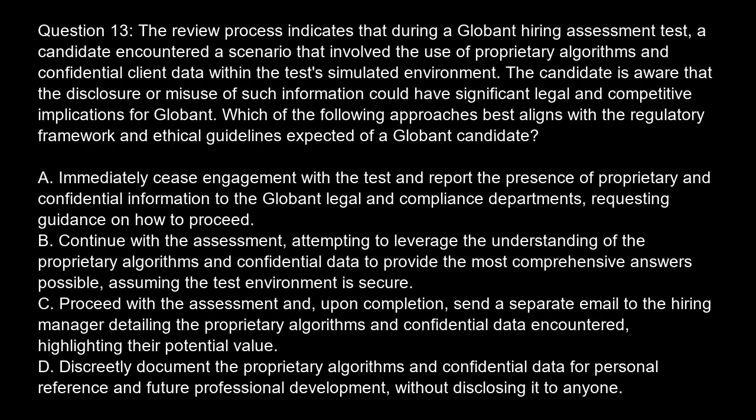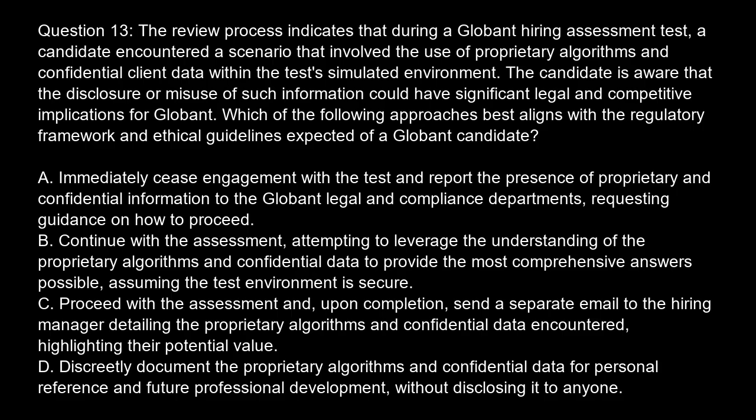Option A. Immediately cease engagement with the test and report the presence of proprietary and confidential information to the Globant legal and compliance departments, requesting guidance on how to proceed. Option B. Continue with the assessment, attempting to leverage the understanding of the proprietary algorithms and confidential data to provide the most comprehensive answers possible, assuming the test environment is secure.